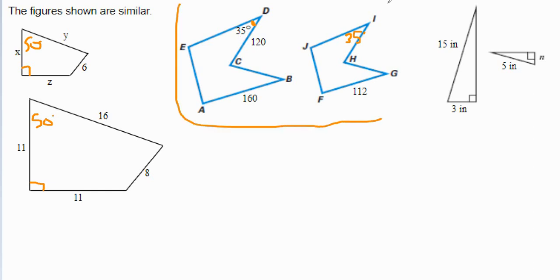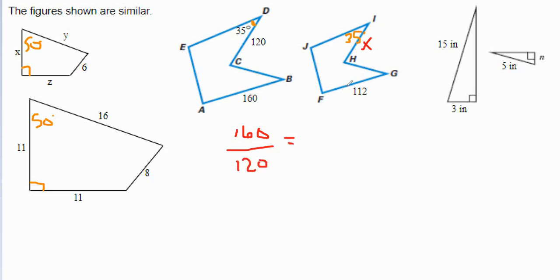So for these two middle shapes, we can figure out what the missing side is. We're going to call it side X right here. I always like to say big over small. It's okay as long as you keep it consistent, you're going to be totally fine. So the two sides I know will be AB and CD. So I like to do big over small. So I would say 160 over 120.